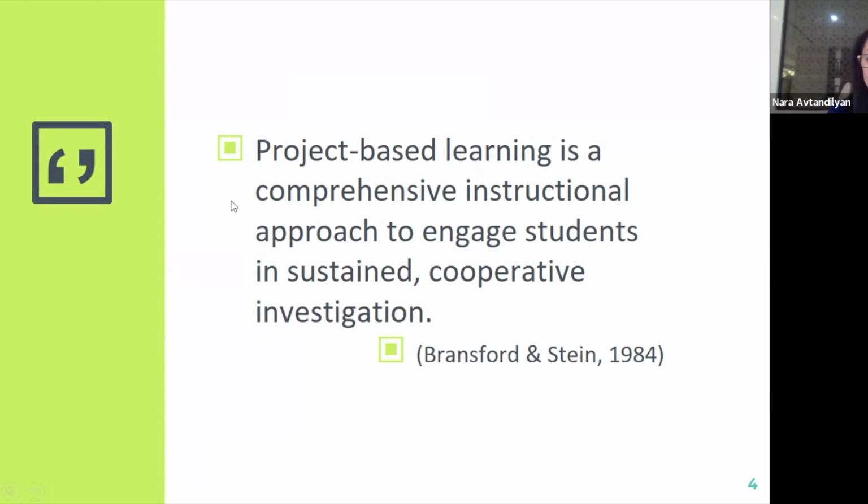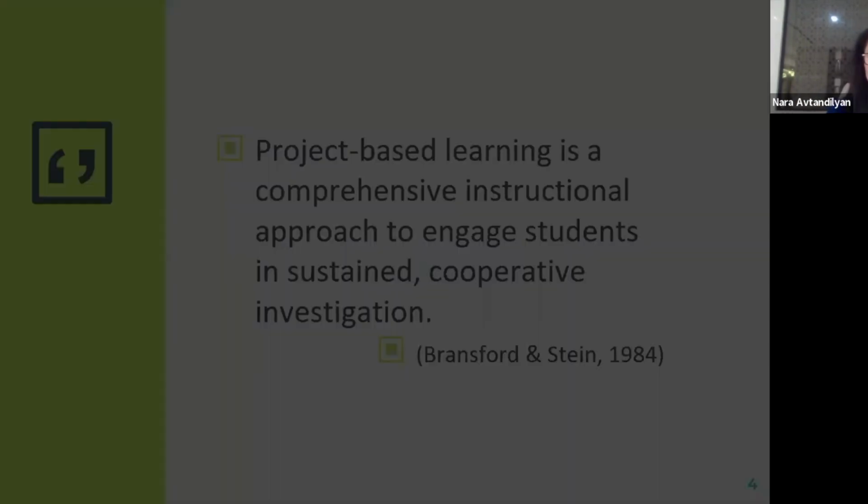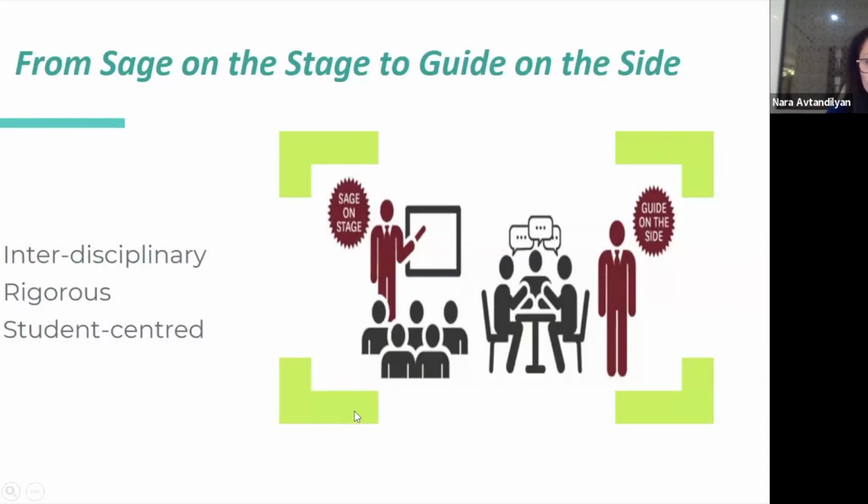Now, project-based learning is often differentiated by the following characteristics. I hope you can see my slides. I label them interdisciplinary, rigorous, and student-centered.